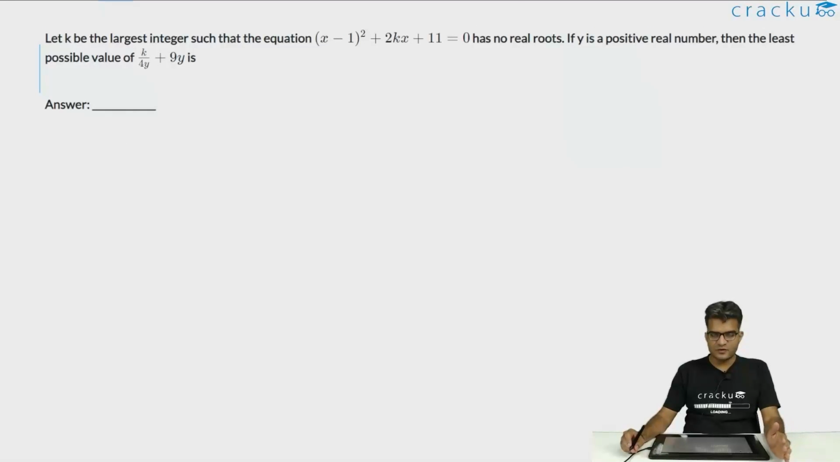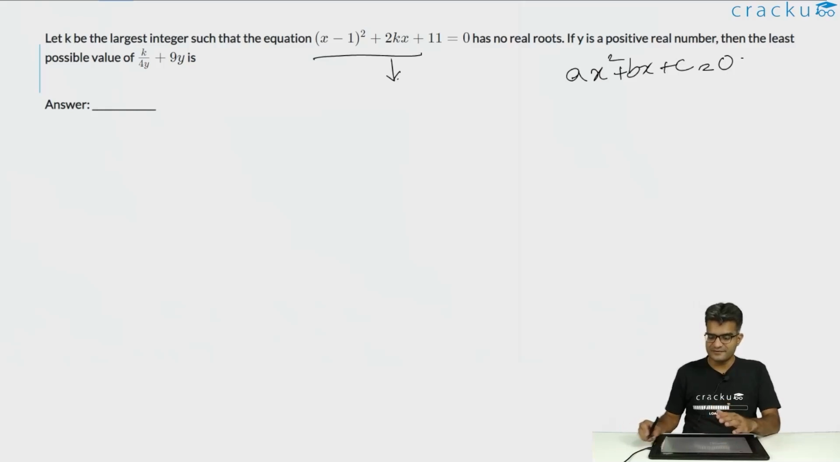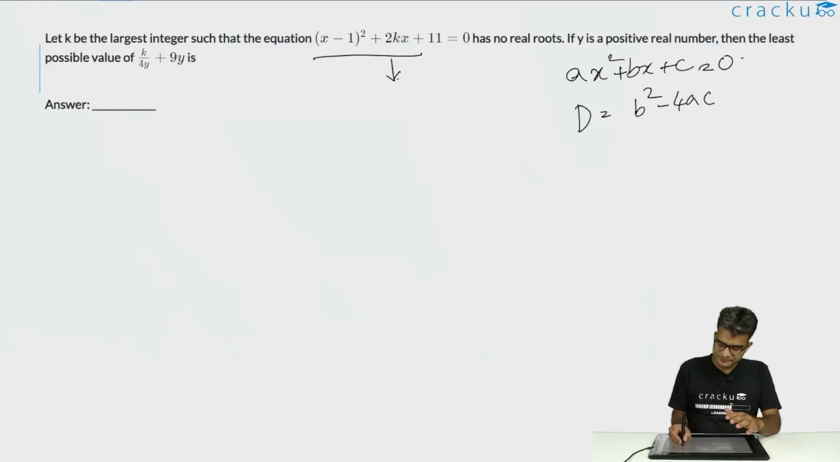In this question, we are told that k is the largest integer such that x minus 1 whole square plus 2kx plus 11 has no real roots. Let us first convert this into a normal quadratic equation. A normal quadratic equation is of the form ax square plus bx plus c is equal to 0. And a normal quadratic equation has a discriminant d, which is equal to b square minus 4ac. If d is less than 0, it has no real roots.